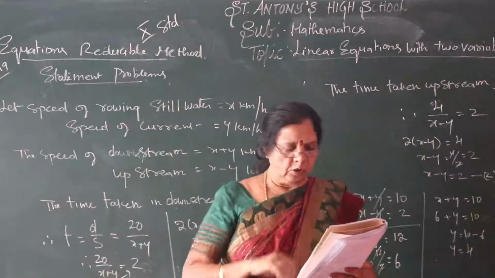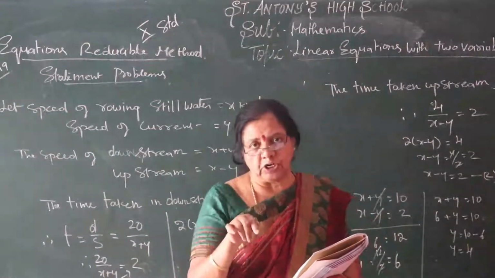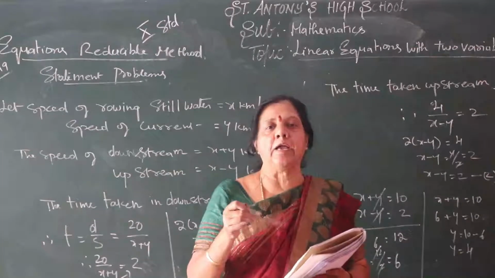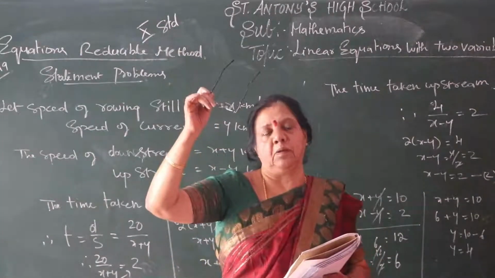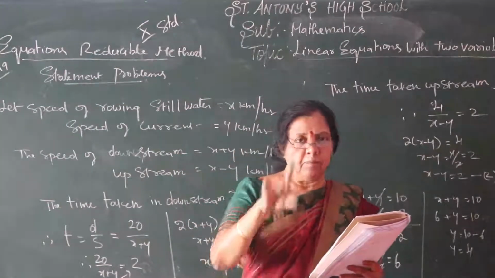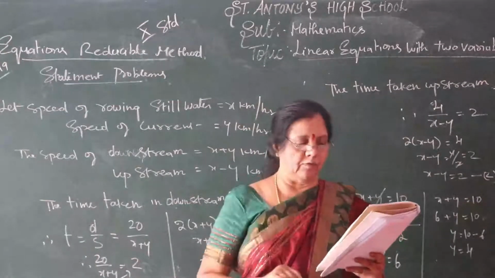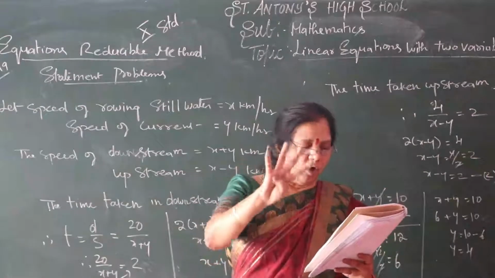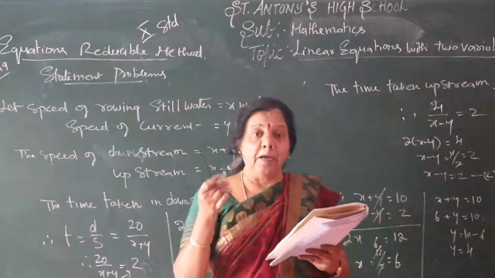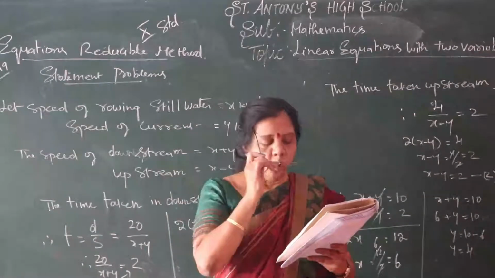So second one, and upstream 4 kilometers. This is downstream. What I am telling is rowing the boat downstream. In the previous sum also I explained downstream and upstream. So in the first case, downstream 20 kilometers, and the time is 2 hours. And upstream 4 kilometers in 2 hours. See, look at the difference: 20 kilometers and 4 kilometers, the same time, 2 hours.